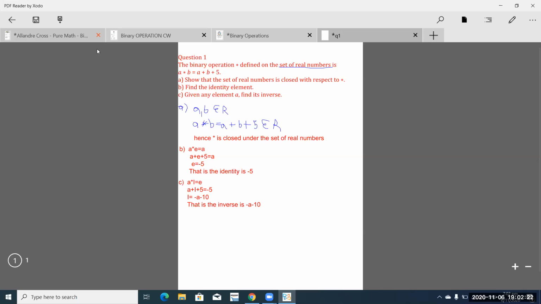So let's look at another question now. Let's look at question 2. I'm just saving them from now so it's easy to share the document. So let's look at the second question.